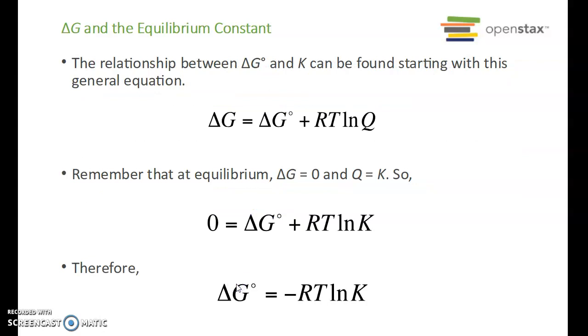The relationship between delta G and the equilibrium constant can be found by stating this general equation: delta G equals the standard free energy of formation plus R times T times the log of Q. Now, at equilibrium, delta G equals 0, and Q equals K. So 0 equals the Gibbs free energy of formation plus RT ln K, or delta G equals minus RT ln K.